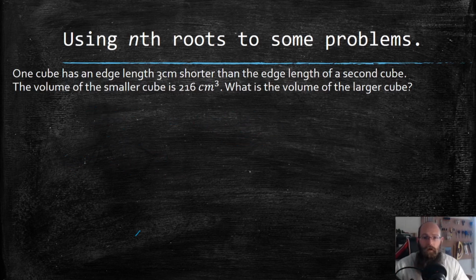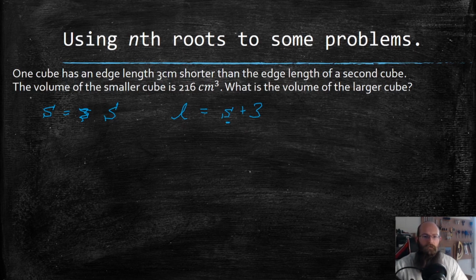One cube has an edge length 3 centimeters shorter than the edge length of a second cube. The volume of the smaller cube is 216 cubic centimeters. What's the volume of the larger cube? All right. So I'm going to write down that S is going to be the small side, so the side of the shorter cube, equals 3 centimeters shorter than the other one. Oh, I'm just going to let this one equal S. So small side is just going to be the small side. But then the large cube, its side length is going to be S plus 3, right? Because the small one's 3 inches shorter. So I have to add 3 to the small side in order to get my long side.